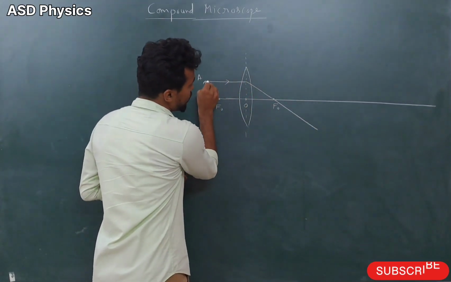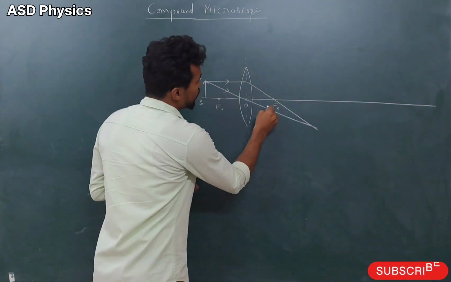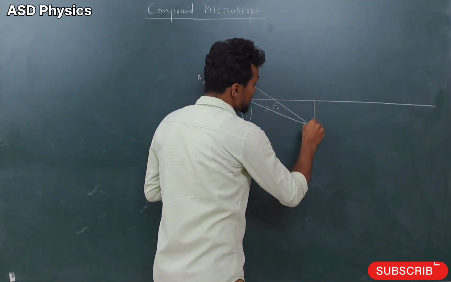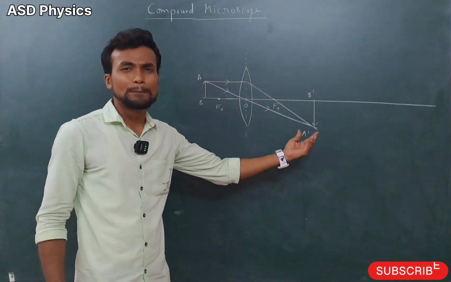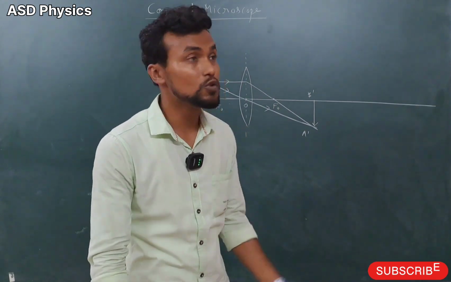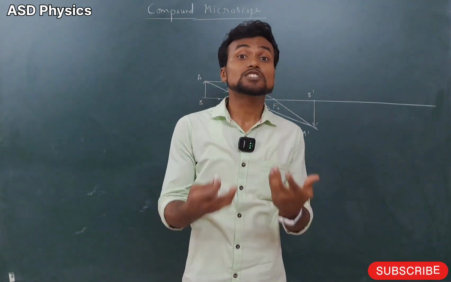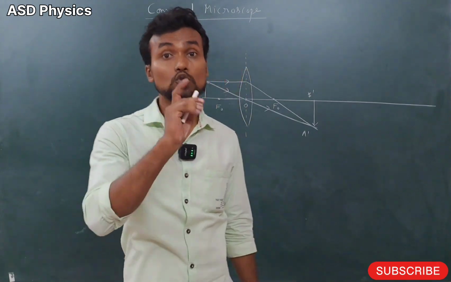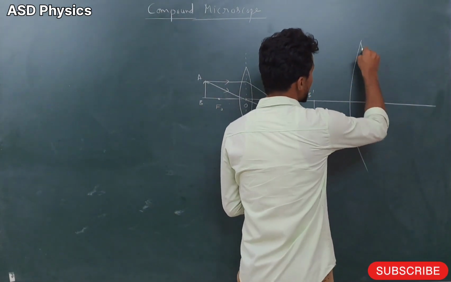My dear students, one more ray will pass through the optical center and it will meet here. You can see here the image formed by the objective is somewhat magnified but not that much magnified. But why are we using the compound microscope? We are using the compound microscope to magnify the image much more. That's why we are using how many lenses? Two lenses. So after that I will use one more lens.